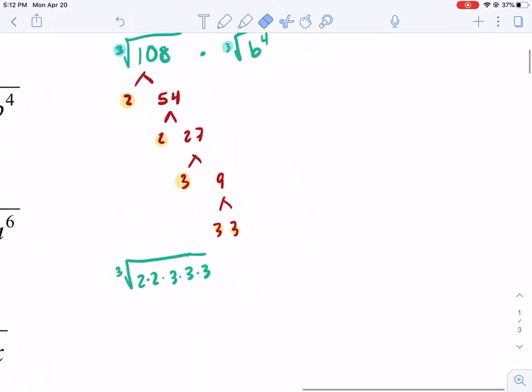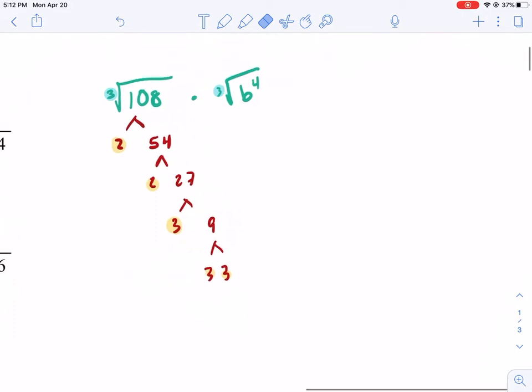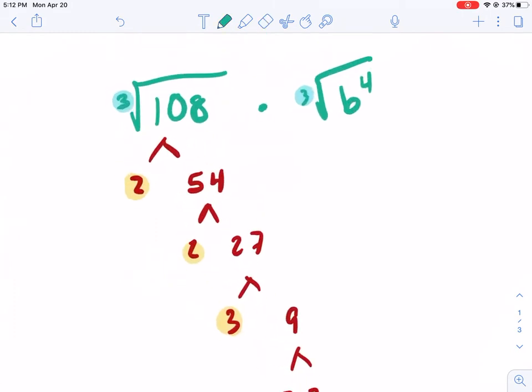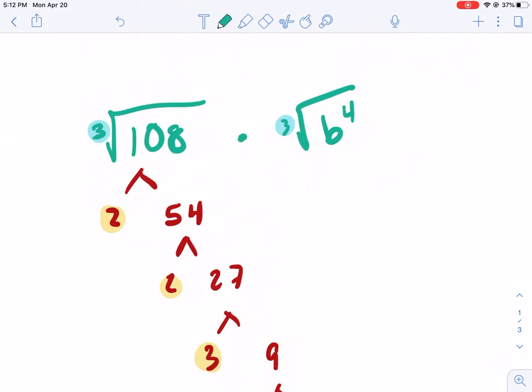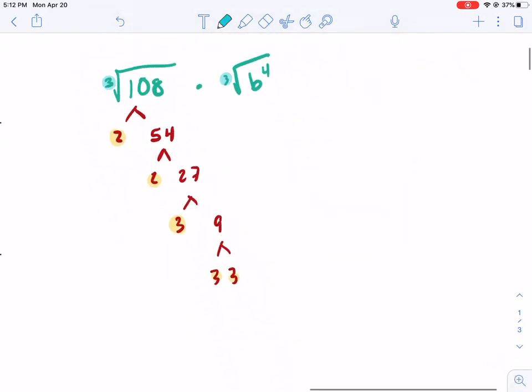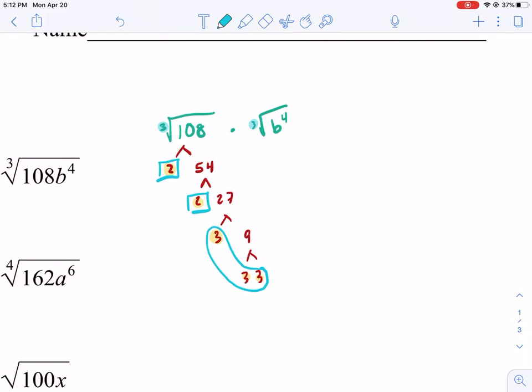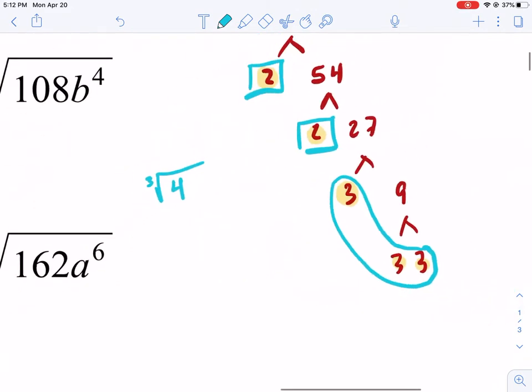Now, the whole point of doing that is so we can use the index to identify how many we need in a group. The index is indicating 3, which means we want triples. So we want to look for anywhere we see 3 numbers. And we have 3 3s. Notice how we do not have 3 2s, so we are not going to circle those. Why is that? Because when we multiply 2 times 2, we get 4, and 4 does not have a perfect cube root.